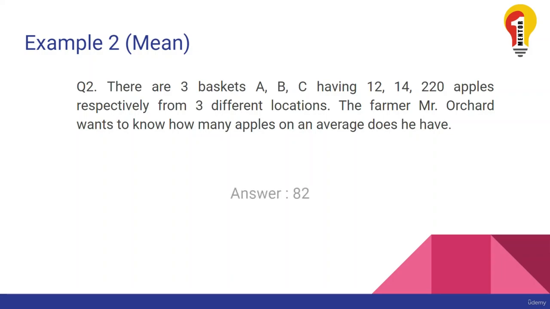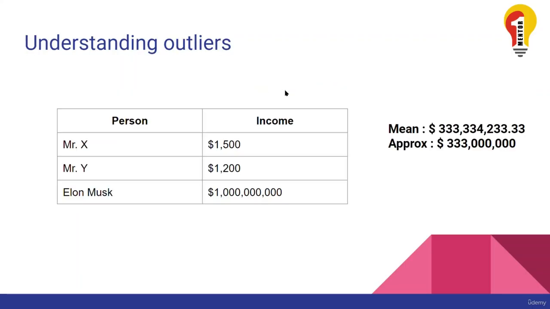In the previous video, we saw that our mean value was pulled because of something called an outlier. Let's understand the outlier a bit better before going into trying to solve this particular sum in some other method.